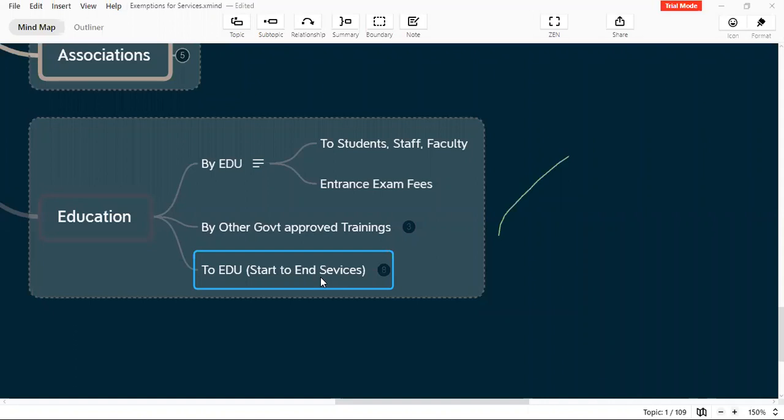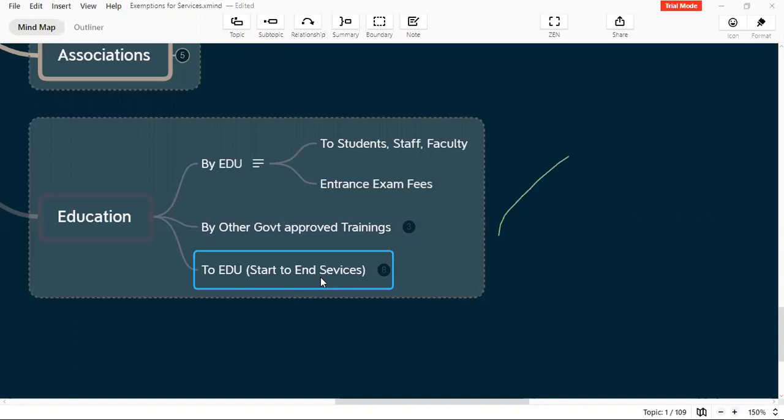So the child is admitted to the school. Then next step is he or she has to come to the school. How will they come to the school? Transport. So transport services provided to the school is exempt. The child has to come safe. Nowadays there are a lot of issues. So security agency services to the school is exempt.